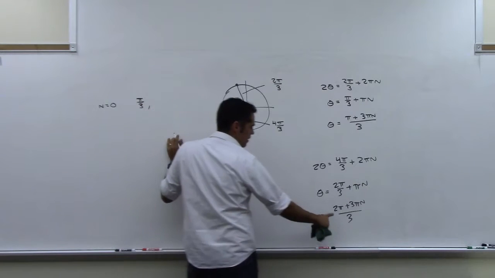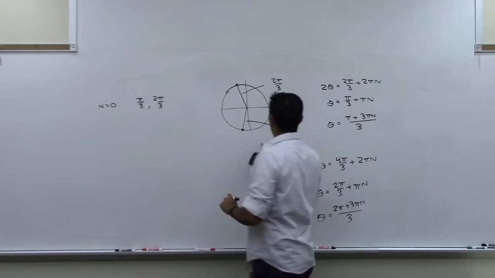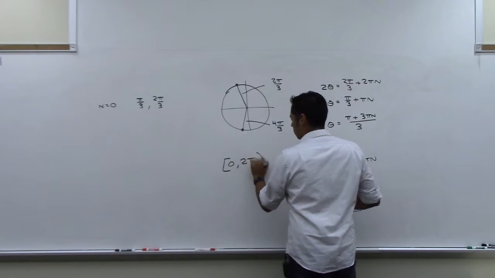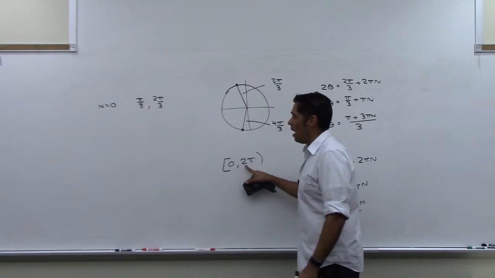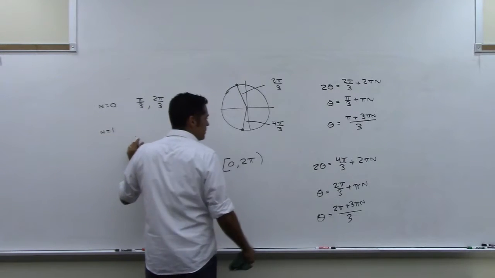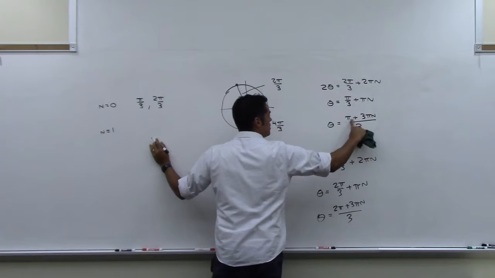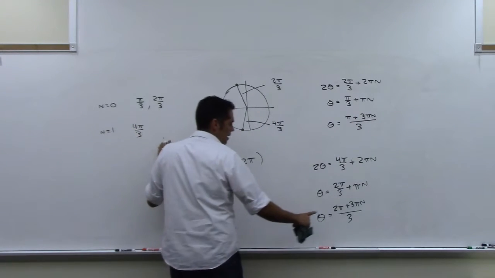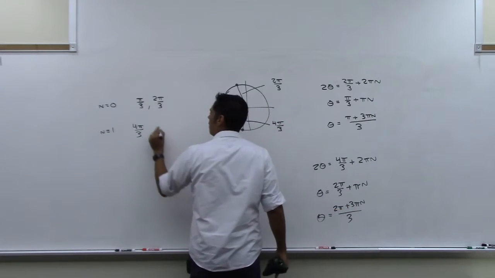But I also get over here 2 pi over 3. And those two numbers, remember we're trying to stay between 0 and 2 pi. Those two values are still smaller than 2 pi, so I can keep going. If n is 1 here, we get 3 pi plus pi is 4 pi over 3. And if I let n be 1 here, I get 2 pi plus 3 pi is 5 pi over 3.